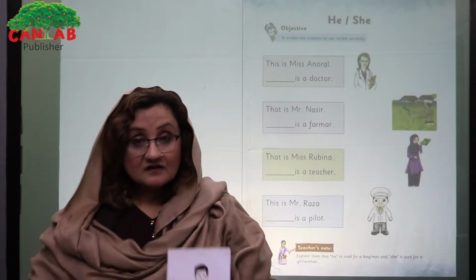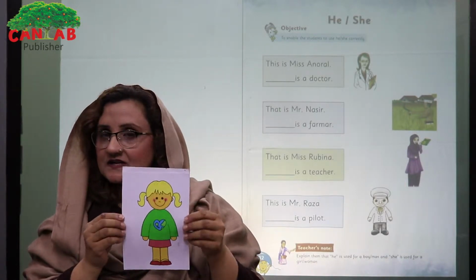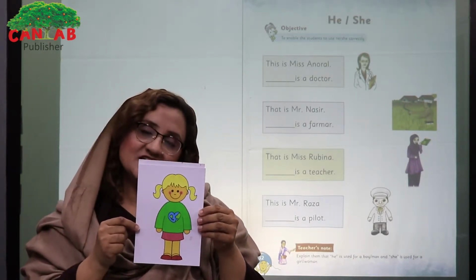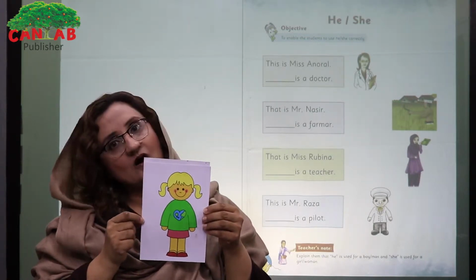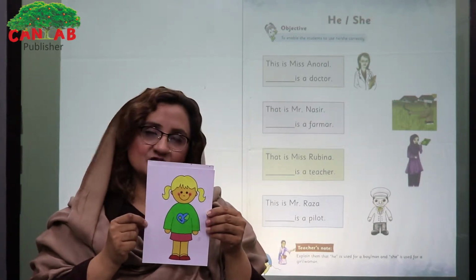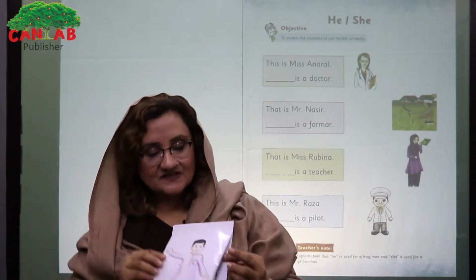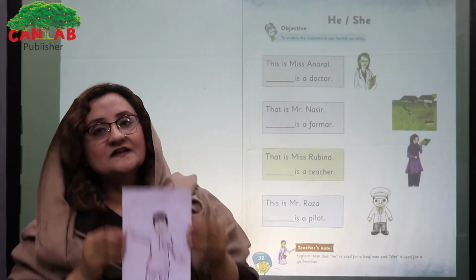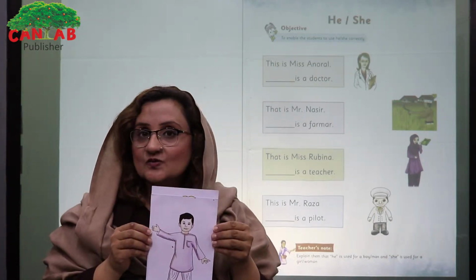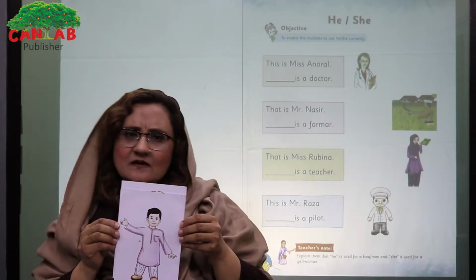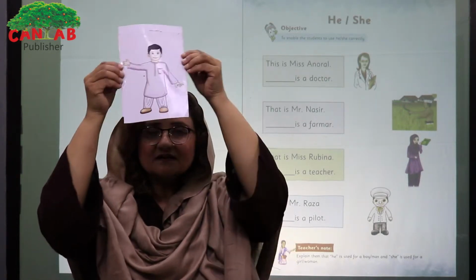Okay. This is Saima. She is a girl. She is 5 years old. She lives in Lahore. She likes to eat bananas. And this is Manzar. He is a boy. He is 6 years old. He lives in Islamabad, and he wants to be a pilot.